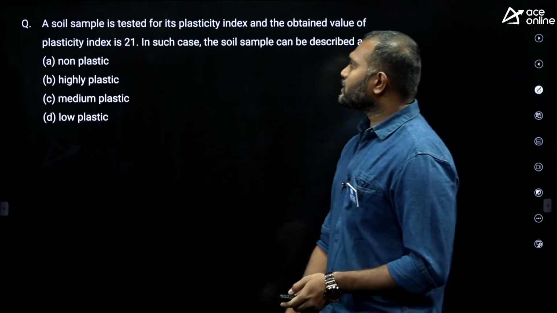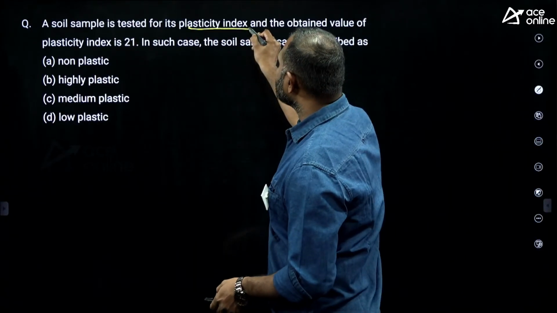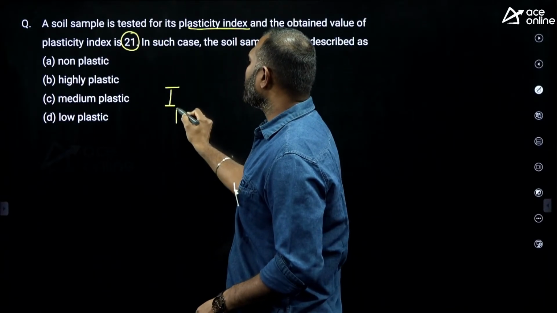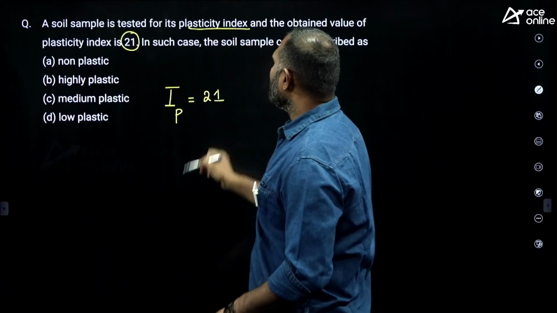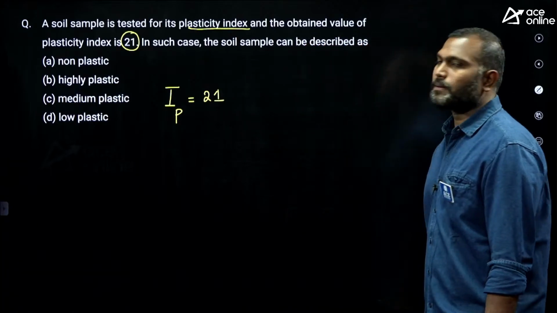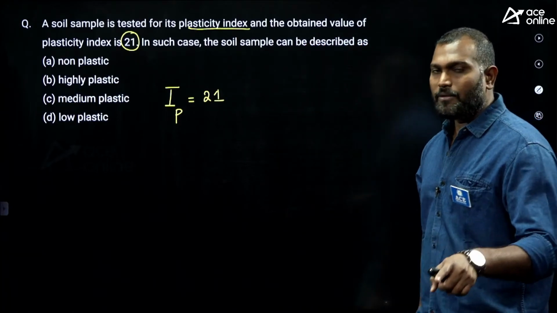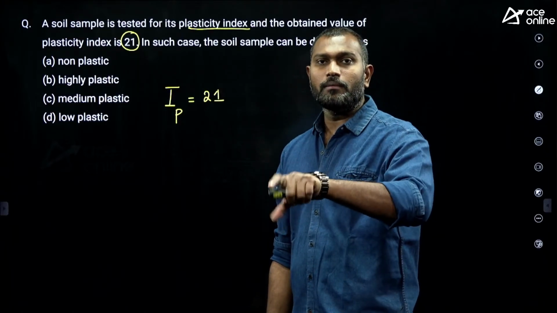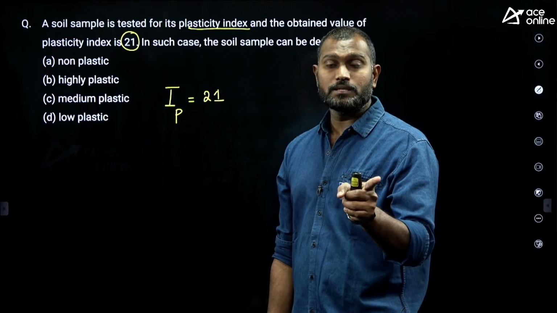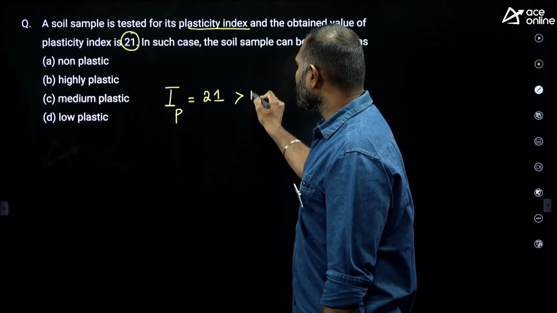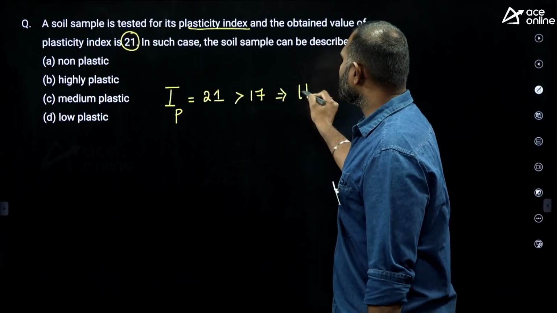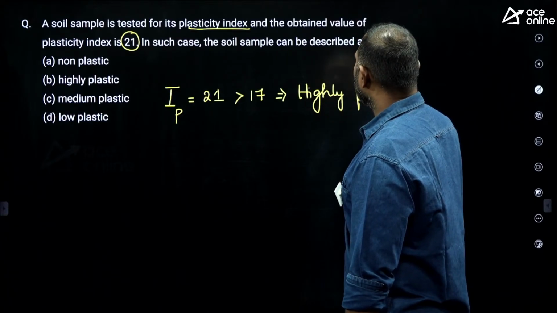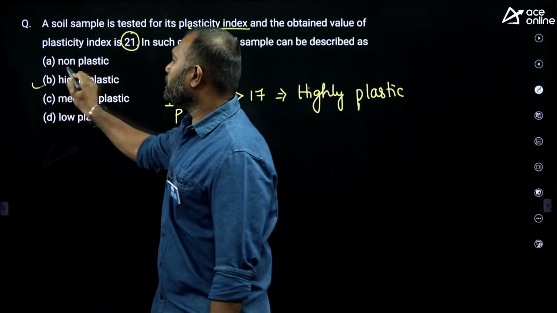Now, a soil sample is tested for its plasticity index again, and the obtained value is 21. So the IP value came as 21. In such case, the soil sample can be described as. See, if IP value is less than 7, low plastic. 7 to 17, medium plastic. If IP is more than 17, as 21 is more than 17, this is highly plastic. So the soil is highly plastic.